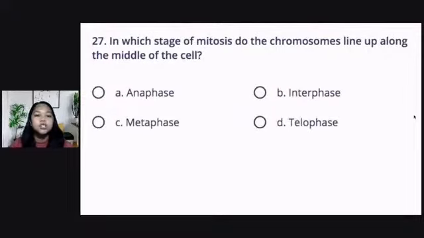In which stage of mitosis do the chromosomes line up along the middle of the cell? Anaphase, interphase, metaphase, telophase. Palagi pong lumalabas sa LET ang inyong mitosis. Hindi nawawala yung mitosis sa inyong LET. Kaya make sure that you know what mitosis is and you know what's happening in each stage of mitosis. Okay, which one is the correct choice for number 27?